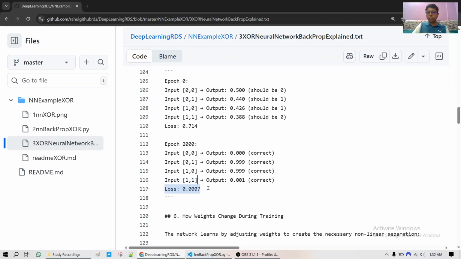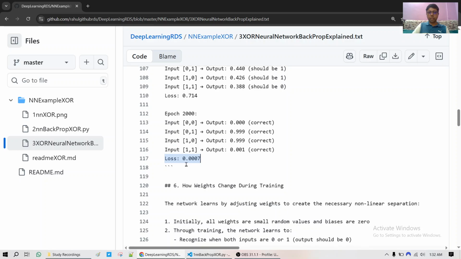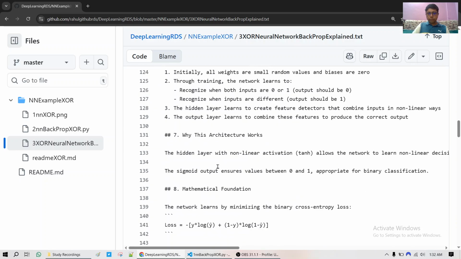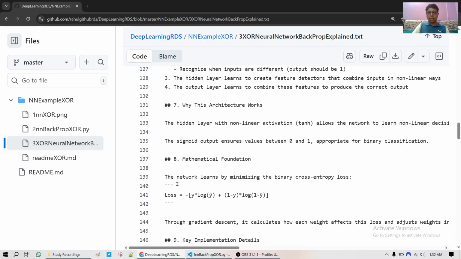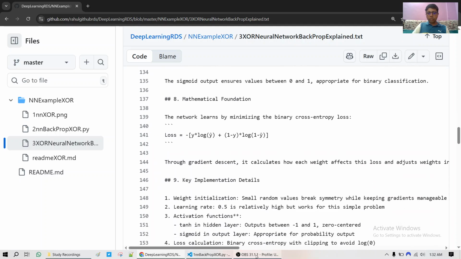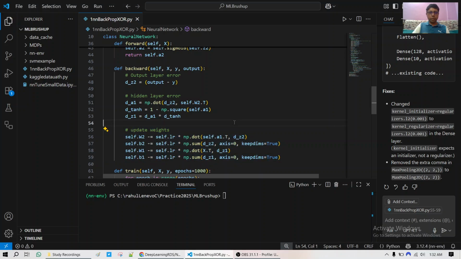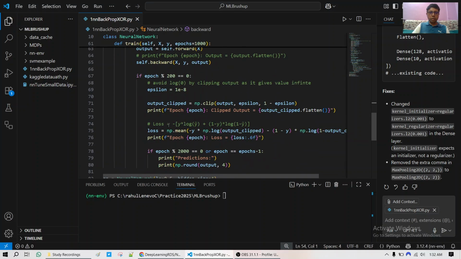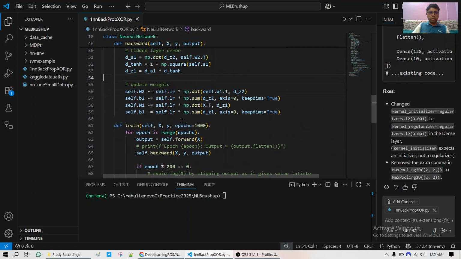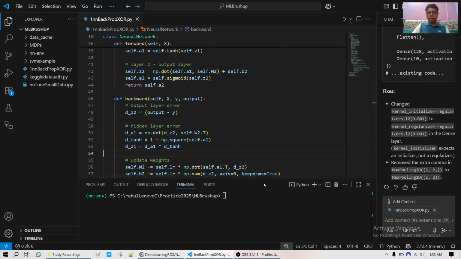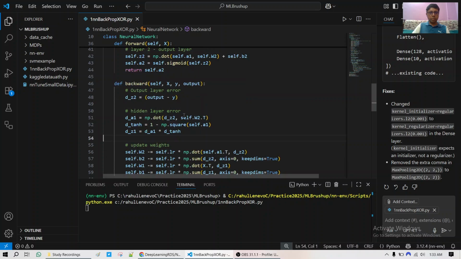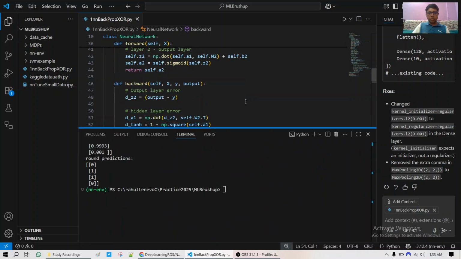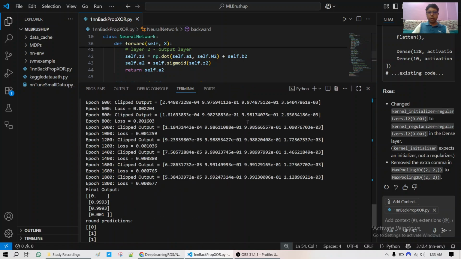And the loss function value is very small, as you can see, right? So this is the explanation, and let us see how things work here. We go here and run this and see how the program behaves. So I have run this program, and just see how it behaves.